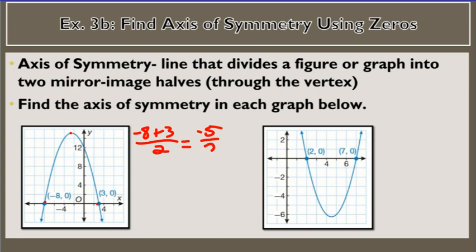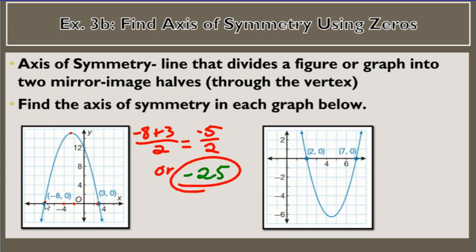So we have negative 5 divided by 2, so negative 5 halves, or negative 2.5, which would make sense because this is 2, this is 4, the middle point is 3, and this is not quite in the middle. So this would be x equaling negative 2.5.